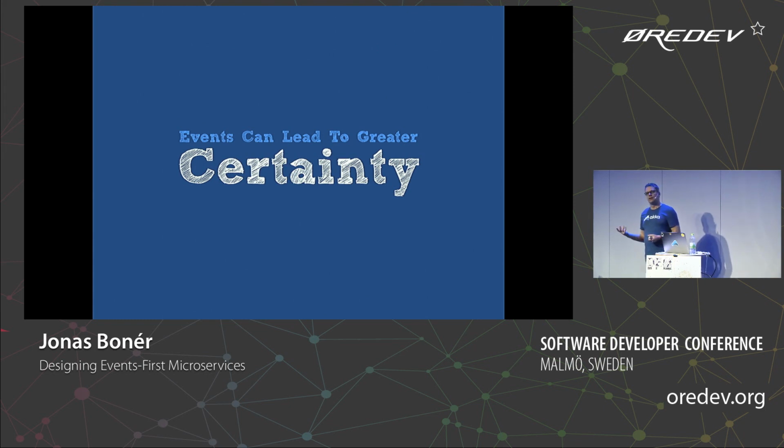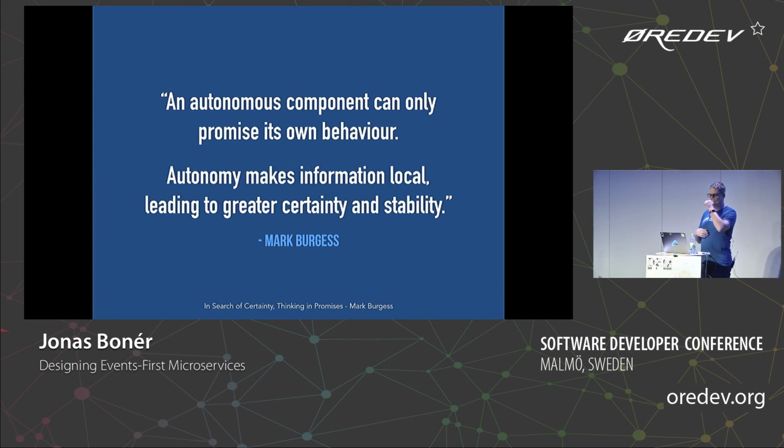I also think that events can lead to greater certainty. I don't know if you know the work of Mark Burgess. He's a professor at Oslo University. He has been writing a lot of interesting articles and books around autonomy, and how events and moving away from obligations or command and control can help us end up with systems that have inherently autonomous components. And he said that an autonomous component can only promise its own behavior.